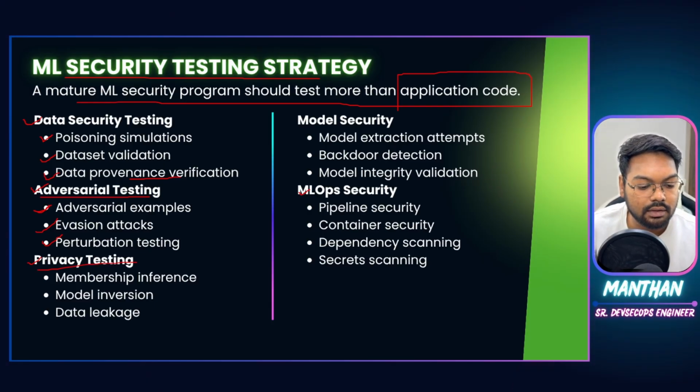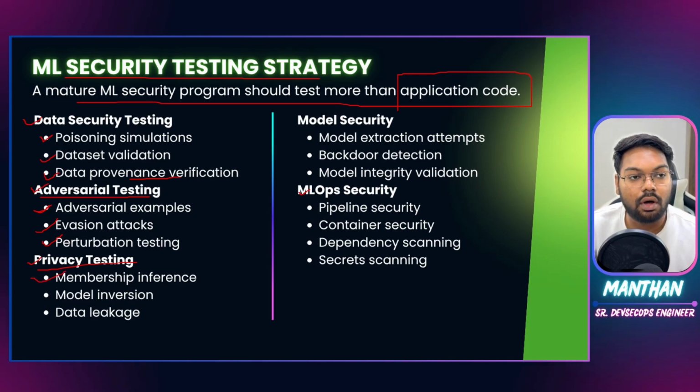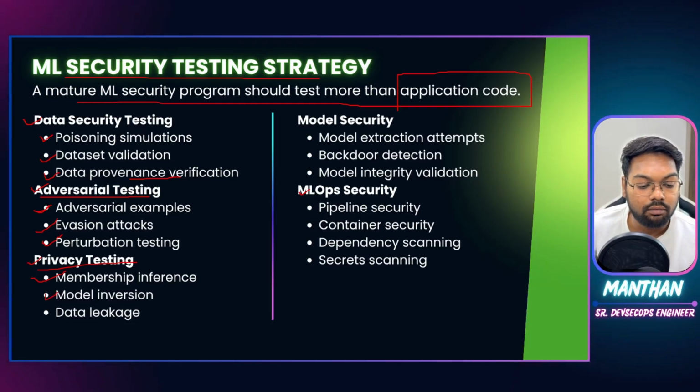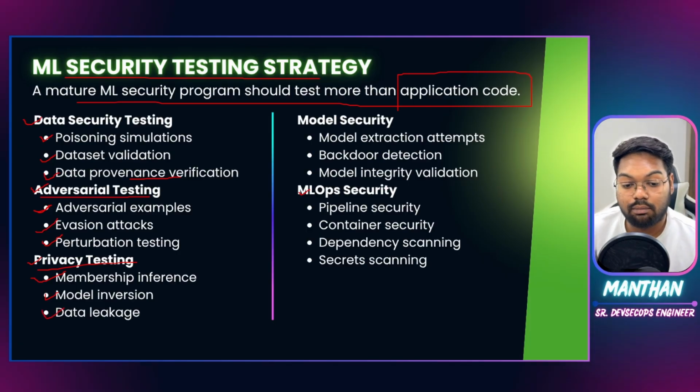Then privacy testing is like membership inference, just as we saw earlier. Does it give out information regarding people and the data that it was trained on? Then model inversion: is it possible or not? Is data getting leaked? Can someone extract the model? Model extraction attempts are to be done for model security.